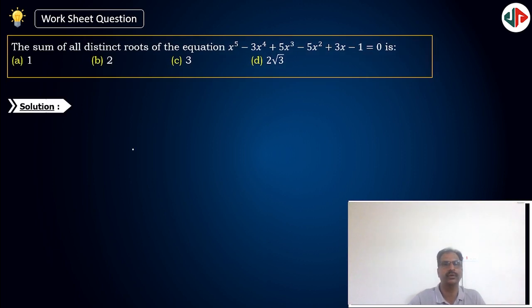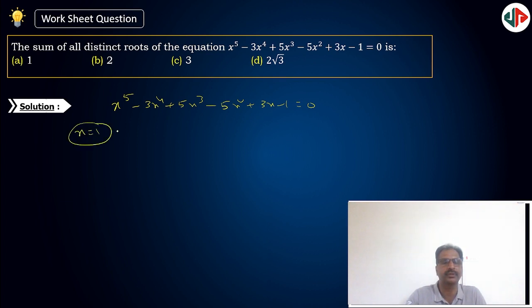The sum of all the distinct roots of the given equation. If you observe the given equation, it is a reciprocal equation of class 2 of odd degree. Clearly, 1 is a root for this. If we substitute x is equal to 1, it gets satisfied. Then how to find the other roots? 1 is one of the roots. You have to find the sum of all the distinct roots.